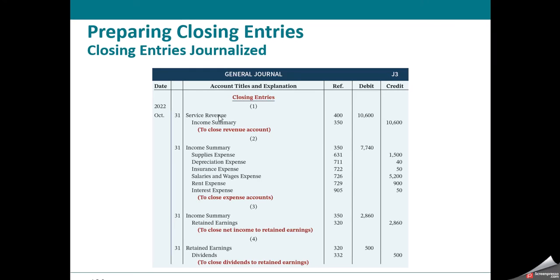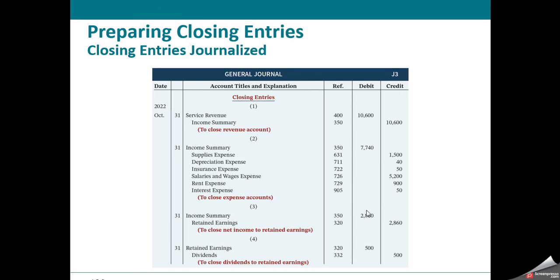So this first one is our service revenue closing into the income summary. And since we're zeroing out that service revenue, it would normally be a credit balance. We are debiting it to zero it out, and the credit goes to income summary. Then we take all of our expenses, which would normally be a debit balance, and we credit those, and then that offsetting debit goes to the income summary.